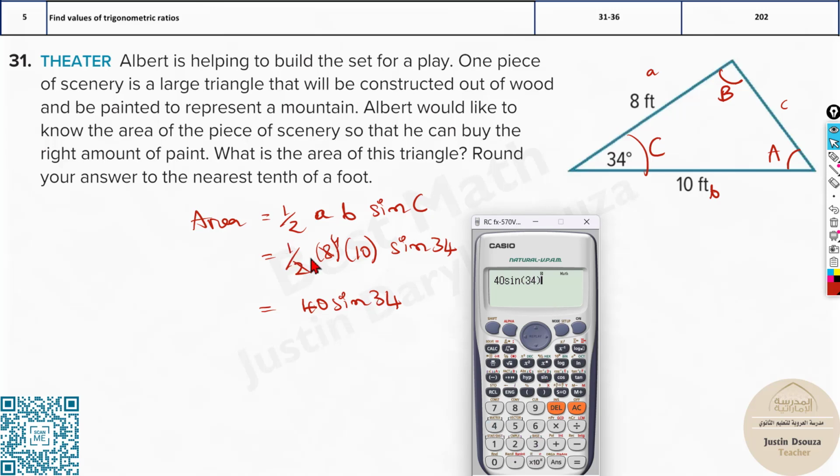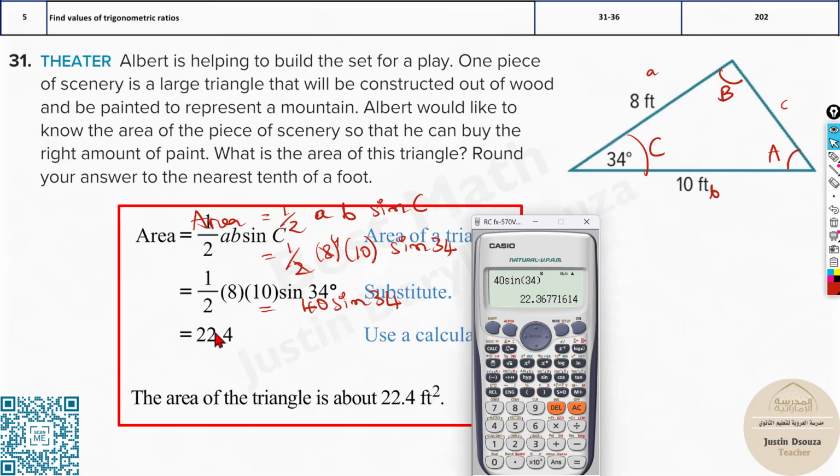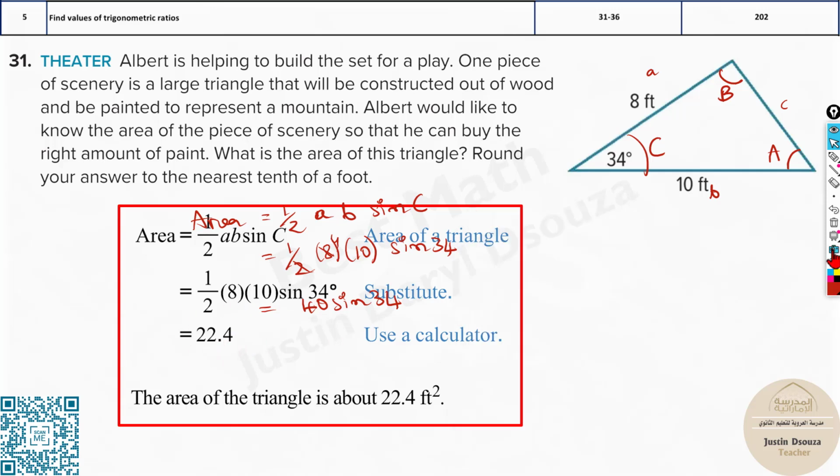Or you can just type this out, half into 8 into 10, that's fine. The answer is 22.36, but they have told nearest tenth. So it'll be 22.4. That'll be the answer. See, 22.36 will be approximated to 22.4.